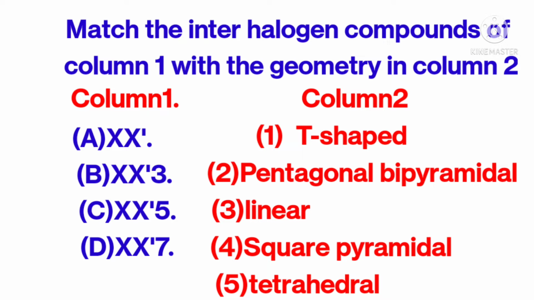Match the interhalogen compounds of column 1 with the geometry in column 2. So XX' is linear, XX'3 is T-shaped, XX'5 is square pyramidal, and XX'7 is pentagonal bipyramidal.